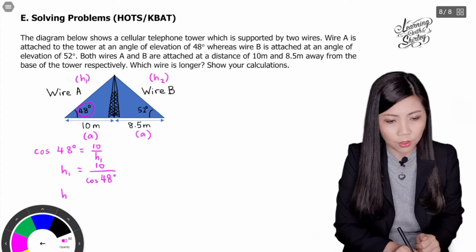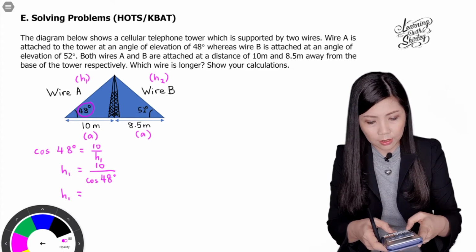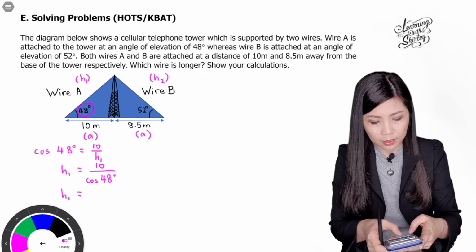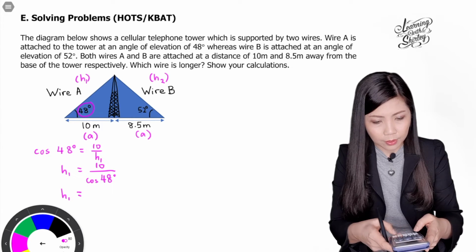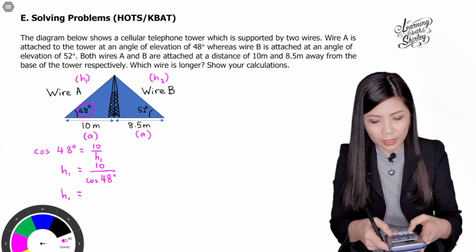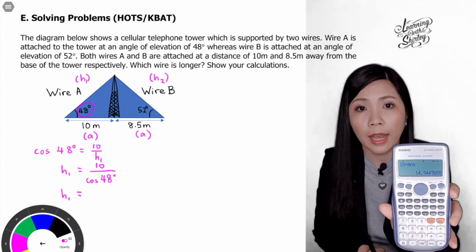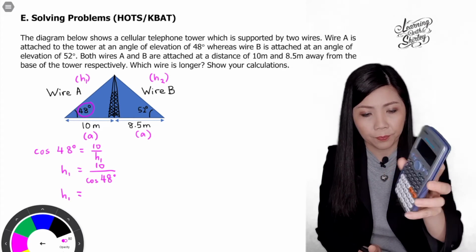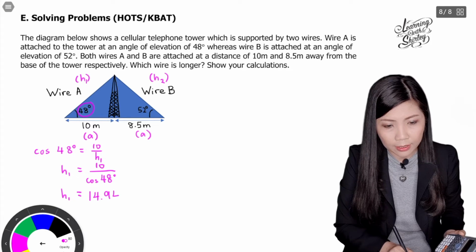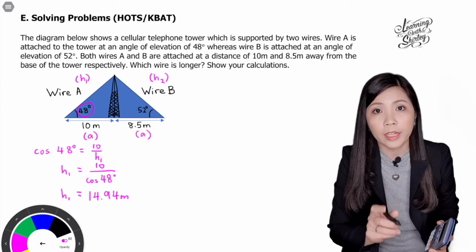Therefore the length of wire A is, so you press the calculator, find the value of cos 48 first. You get 0.66913 and so on. Then you use 10 divided by the answer, you get 14.94. So I'm going to write here 14.94 meters.